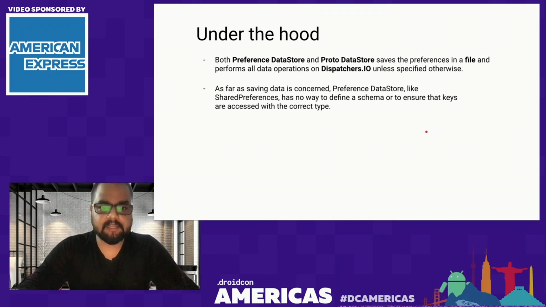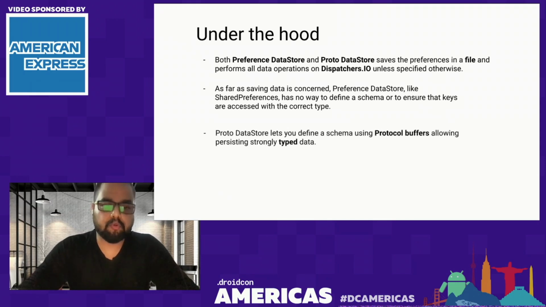As far as saving data is concerned, Preferences DataStore, like SharedPreferences, has no way to define a schema or to ensure that keys are accessed with the correct type. So it's not type safe, the same problem that lies with SharedPreferences. But Proto DataStore lets you define a schema. In that schema, you can use protocol buffers, and it can persistently store data for you with a strongly typed data type.